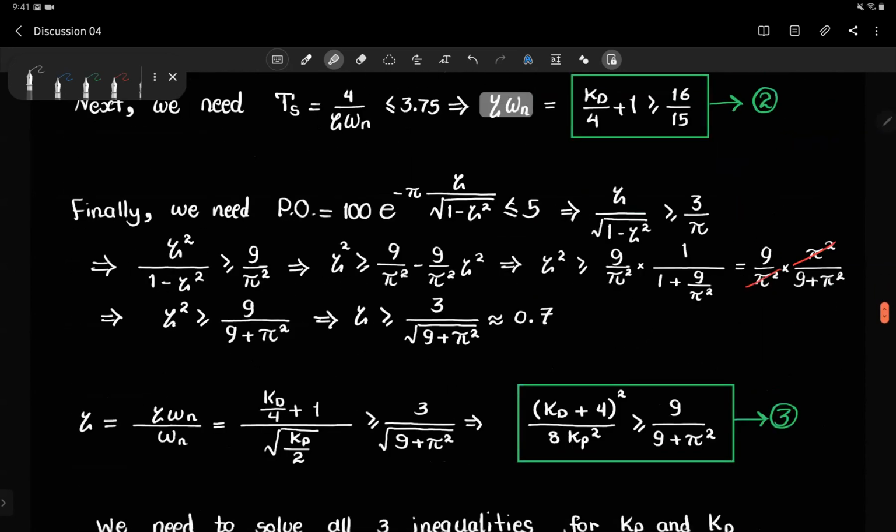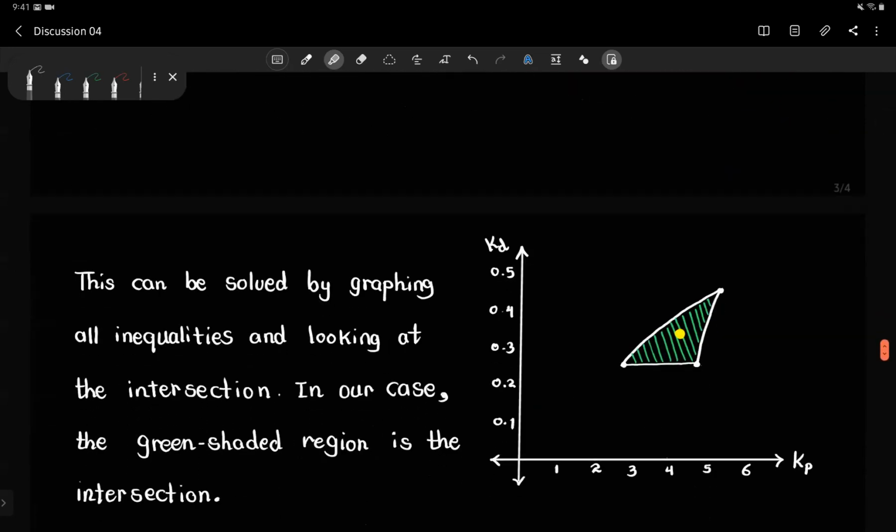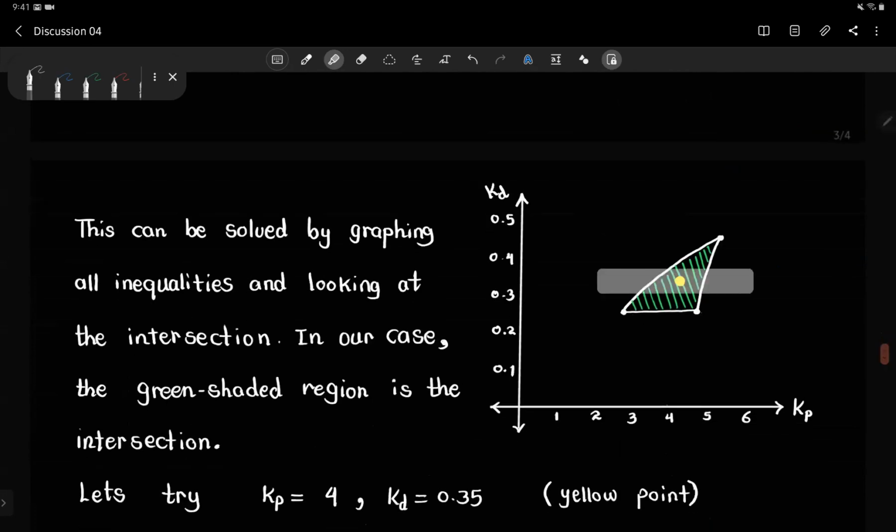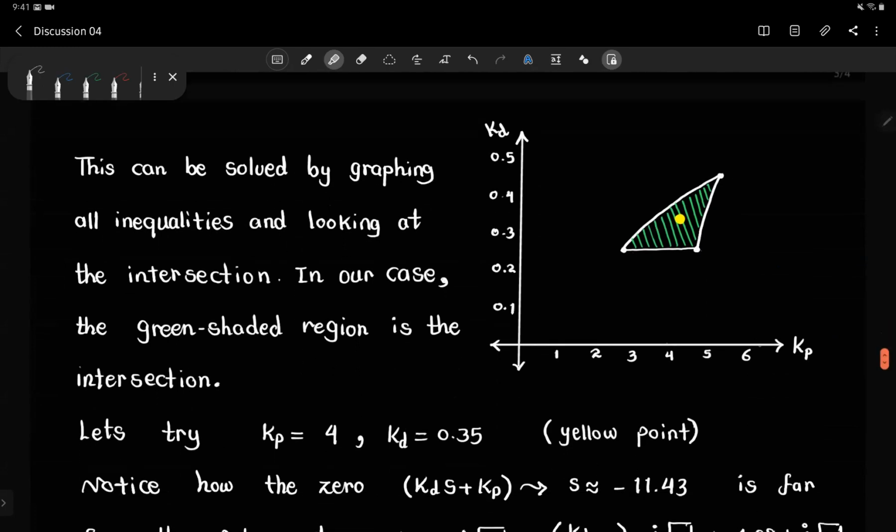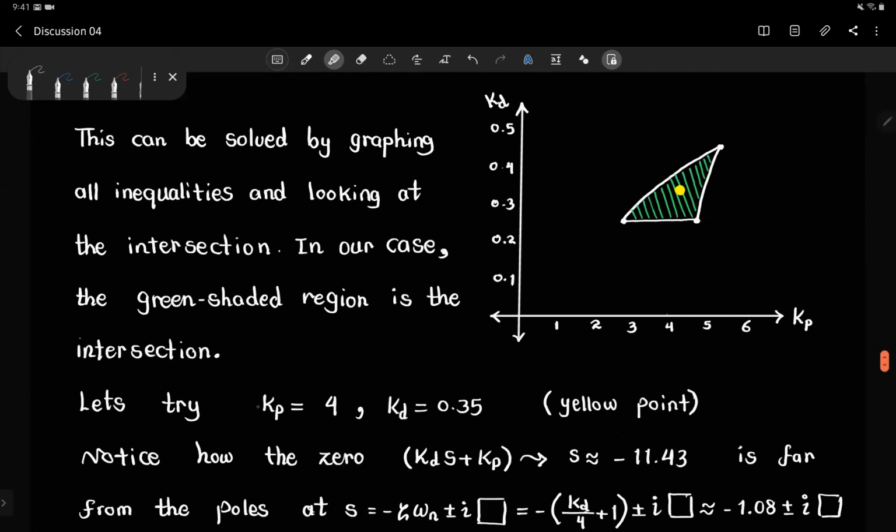However, luckily, if we try to solve these inequalities, we see that they are consistent, meaning that they give us a solution. We typically solve these inequalities by graphing all of them and looking at the intersection. I already did this for you, and I plotted the intersection of the three inequalities. The green shaded region is the intersection, and we just pick one of the values inside this region, which is Kp equal to 4 and Kd equal to 0.35.